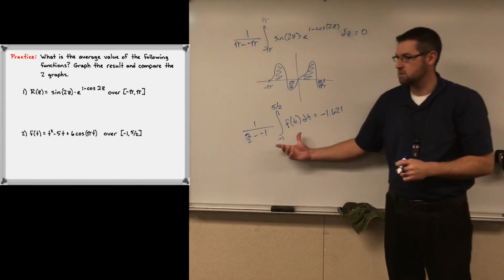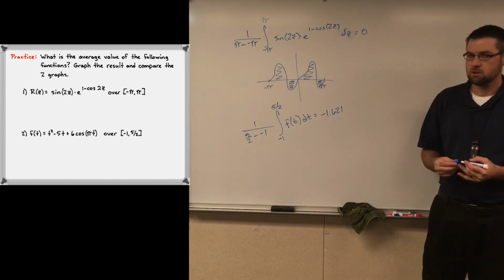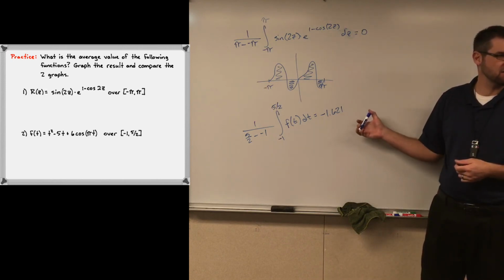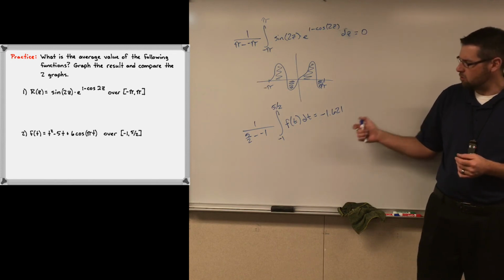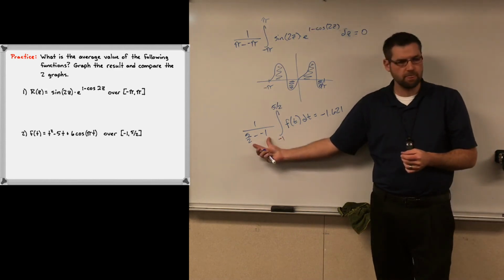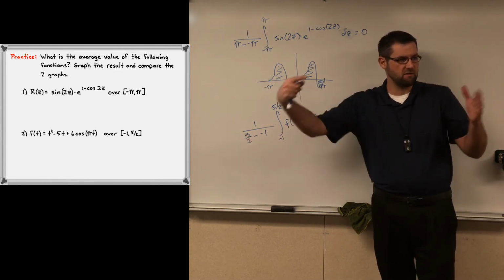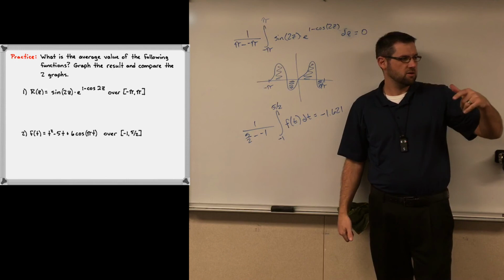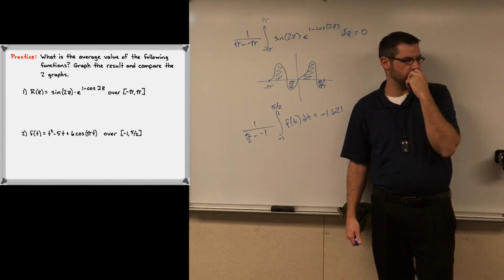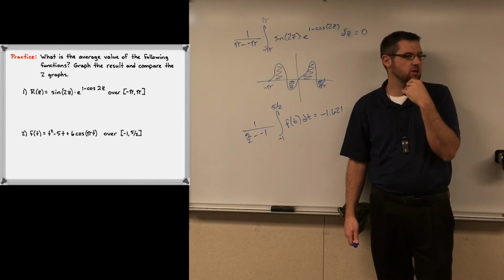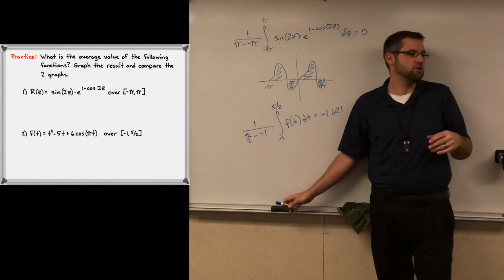Okay. Why is this a negative answer? Why is the average value negative? No, the width is positive. If I'm going from negative 1 to 5 halves, I'm going that way. It's because there's more area underneath the graph than there is above the graph. Just imagine taking the average of your test scores where you could actually get negative values for your test score.